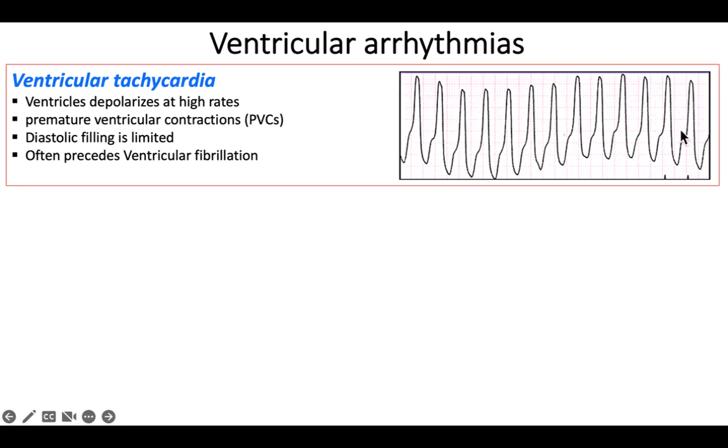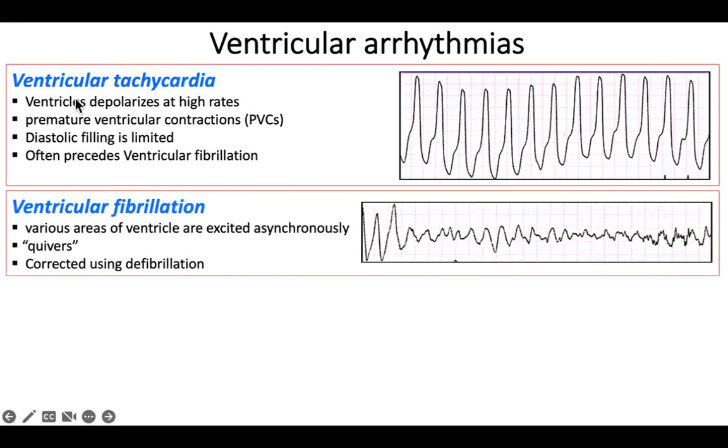It looks like that heart might be pumping a lot of blood, but there's no time to fill. All right, so if the ventricles are contracting too quickly, what happens is they just can't fill effectively, and the heart is not very efficient at pumping blood. This can often lead to an even more severe arrhythmia, which is ventricular fibrillation.